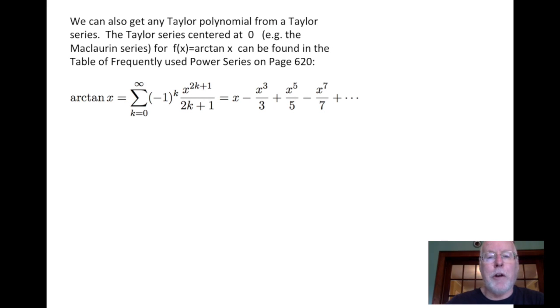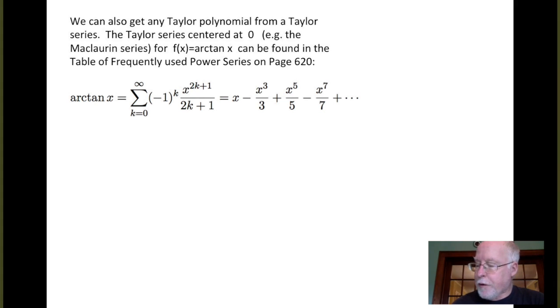Now we can also get a Taylor polynomial from a Taylor series. The Taylor series centered at 0, remember that's called the Maclaurin series, for the inverse tangent function can be found by looking on page 620. There's a table of frequently used power, actually Maclaurin series there for various functions. You should know these by the time the first exam rolls around. Now, the arctangent or inverse tangent function is given in this table, and we're told it has the following Taylor series. And you can see in this Taylor series, the Taylor polynomial P3 is sitting right here.